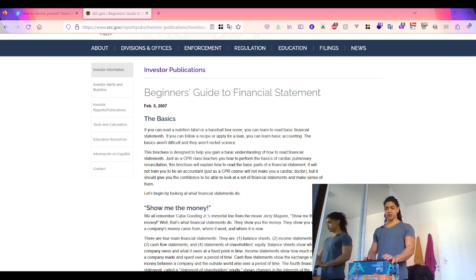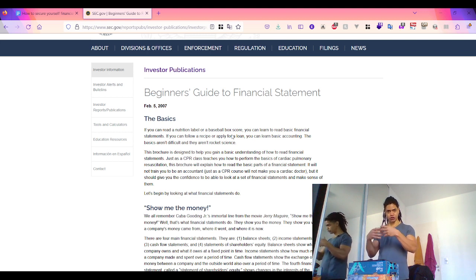Here I want you to understand that if you're able to read nutrition labels or a baseball box score or a soccer box score, you can learn to read the basics of financial statements, just as you can apply for a loan or follow a recipe. You can learn the basics of accounting. The basics aren't difficult, they're not rocket science.